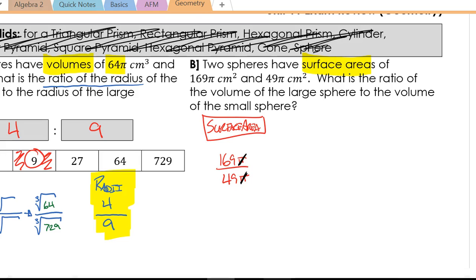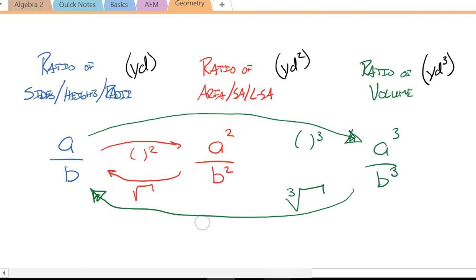Here, what we're trying to go to is the ratio of the volumes. So looking at our chart again, I'm currently in a ratio of surface areas, and I want to turn this into a ratio of the volumes. Well, how do I actually go about finding the ratio of the volumes? There is no direct connection here from areas, surface areas, or lateral surface areas to volumes.